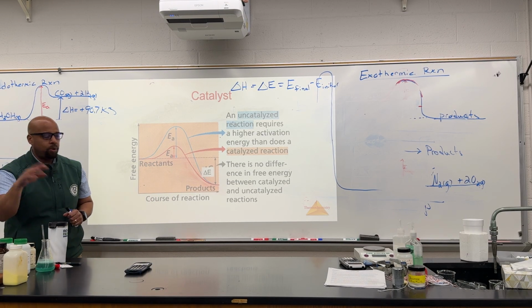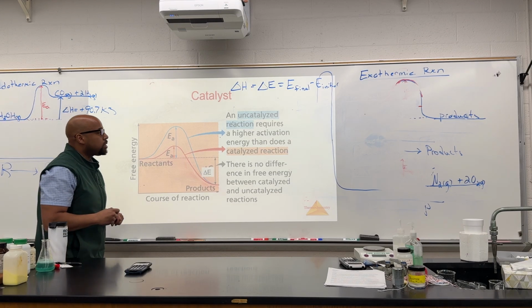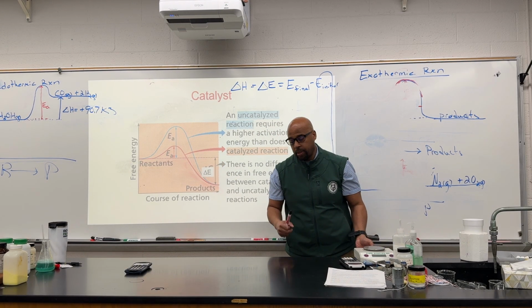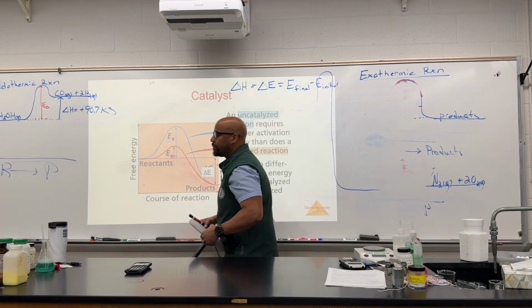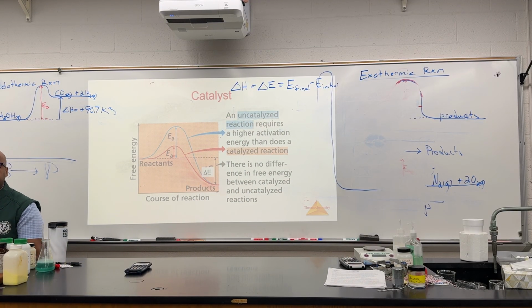And now we have time to show it to you. Next thing we're going to talk about is this thing known as the collision model. And the collision model is really easy. It says, hey, if you want to have a chemical reaction take place, guess what you have to have? Collision. So let's watch this.